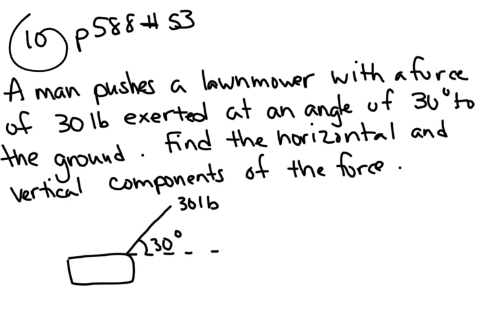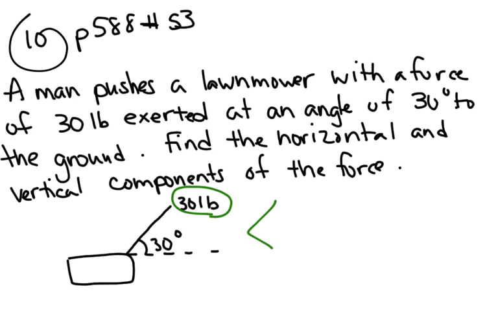Page 588, number 53. A man pushes a lawnmower with a force of 30 pounds exerted at an angle of 30 degrees to the ground. Find the horizontal and vertical components of the force. So the force is being done at an angle, and the 30 pounds is the magnitude of the force. And I know the angle.